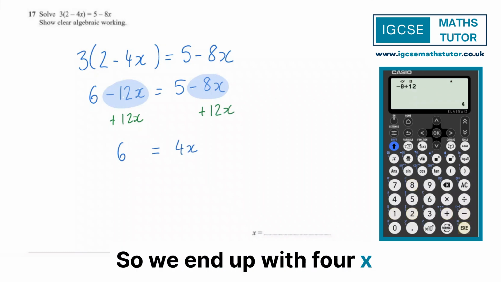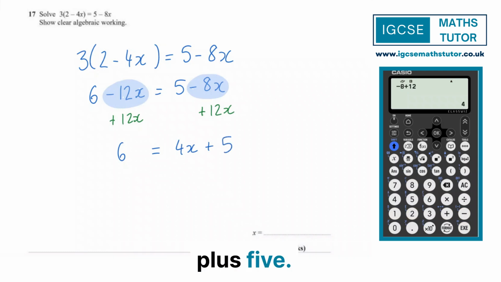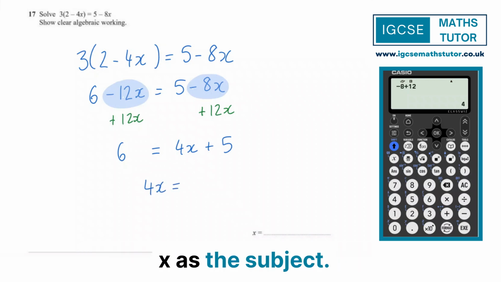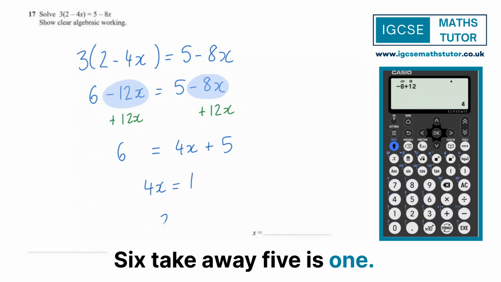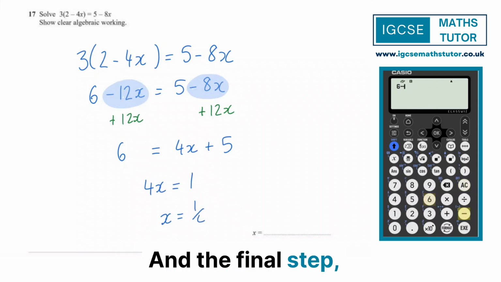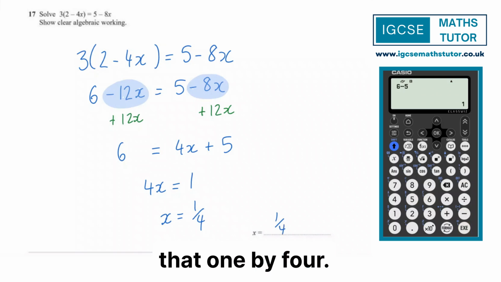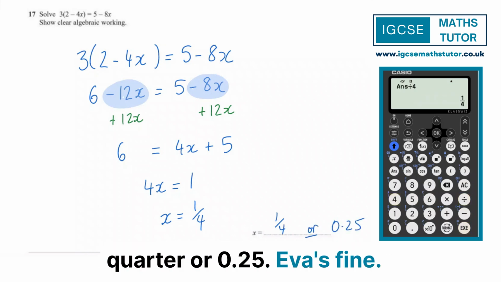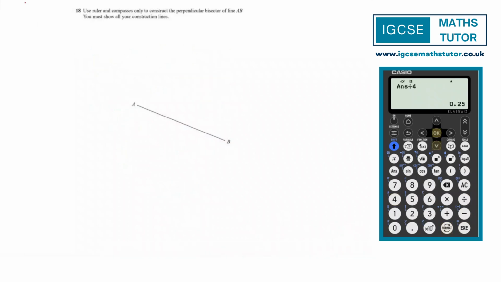So we end up with 4x plus 5. I've just swapped them around there. And then I'm going to get 4x as the subject. 6 take away 5 is 1. And the final step, I'm going to divide that 1 by 4. And you can just leave it as a quarter or 0.25. Either's fine.